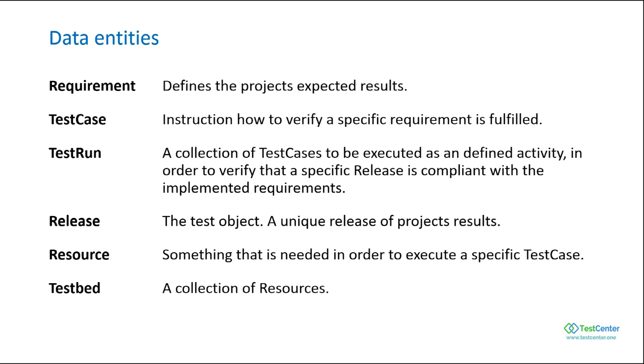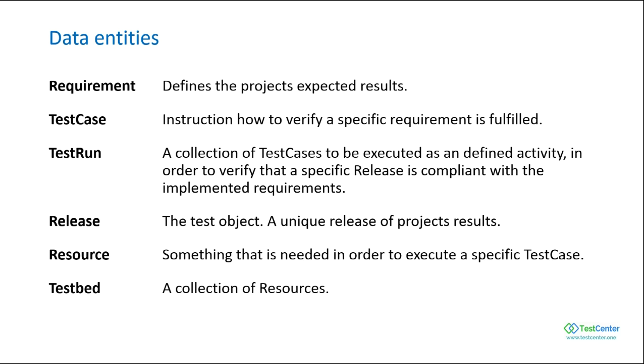And a test run is a collection of test cases that we want to execute as a defined activity in order to verify that a specific release is compliant with the requirements. A release is the actual test object, and it is a unique version or release of the project results. Typically in a development project it would be a version or a sprint if you work in an agile environment.